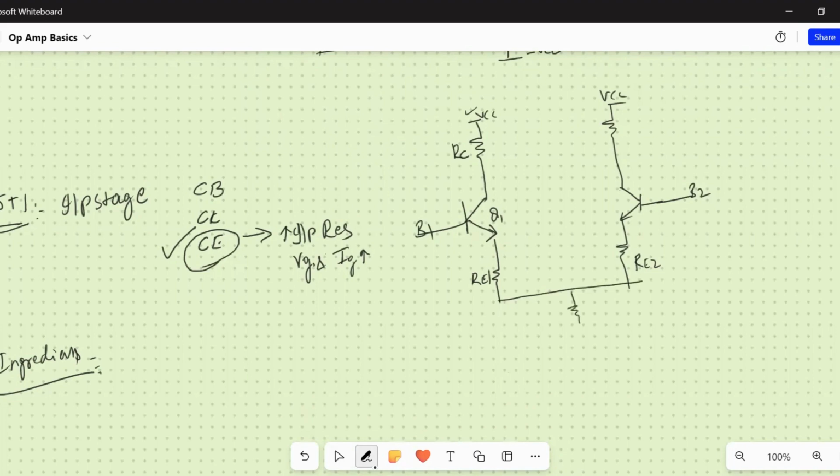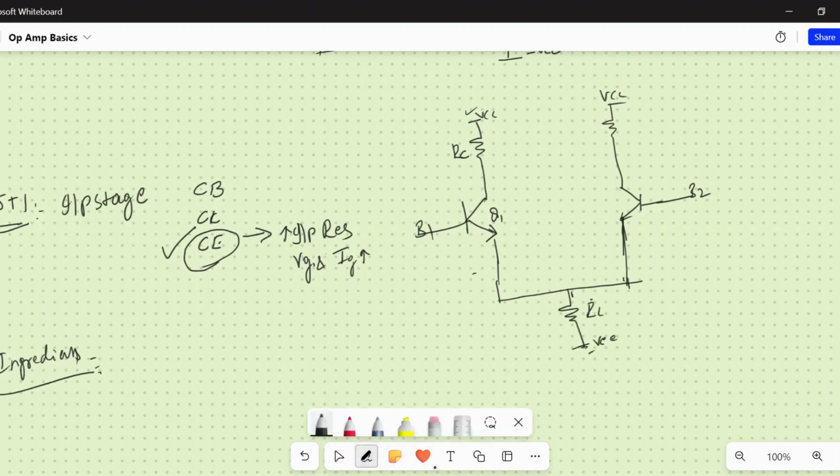Now what happens? This is nothing but your V minus VE. This looks parallel, so I can even just join this and I don't have to connect like this. I can join this and here minus VE, and this is nothing but your RE is equal to RE1 parallel RE2. So this is nothing but your Q2 and this is RC and this is base 2.